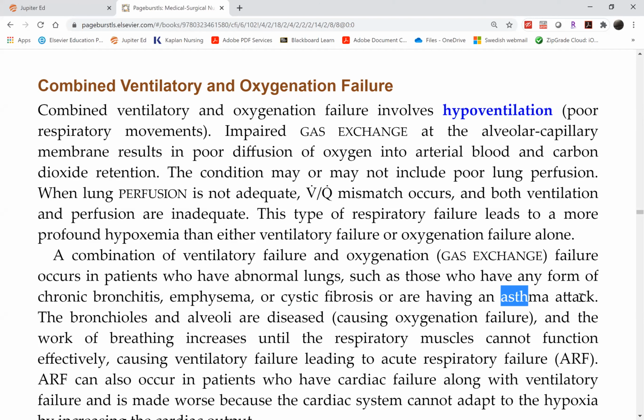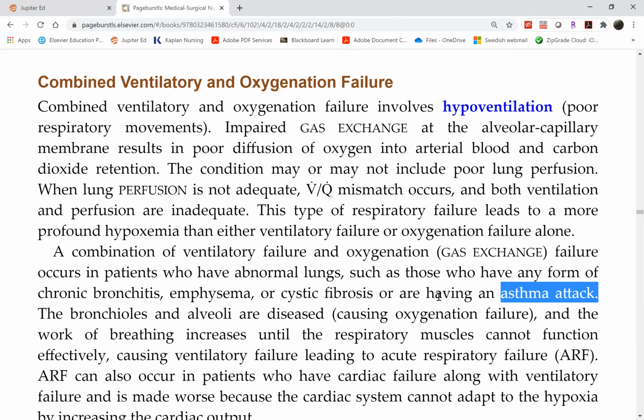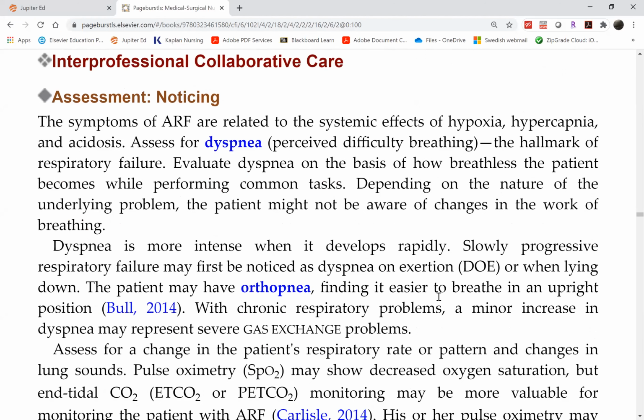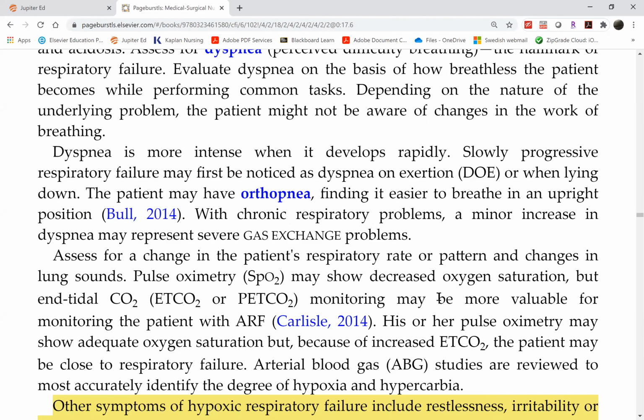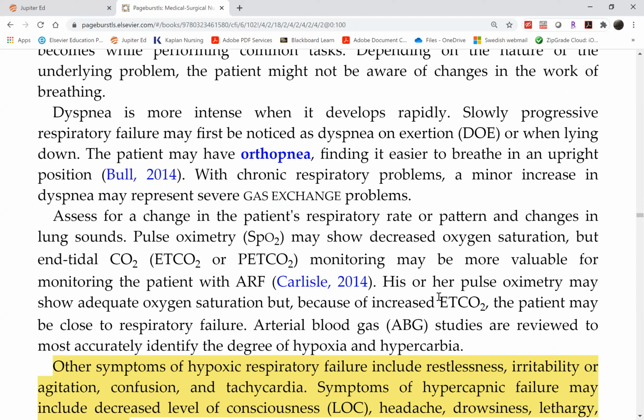Asthma also falls under combined, same thing. It's during an attack. So during day to day, when they get these occasional attacks, it may be ventilatory, but during an exacerbation, it may progress into oxygenation failure. Like I said, the symptoms, of course, would be somebody who is really short of breath.